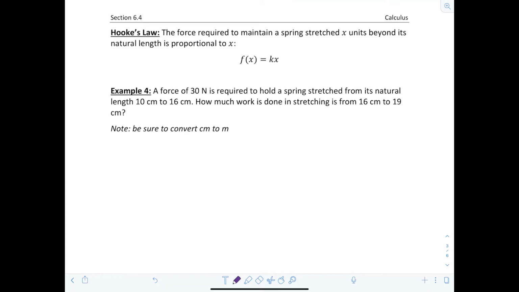Hooke's law tells us that the force required to maintain a spring stretched x units beyond its natural length is proportional to x. So f of x is equal to kx. So k is the spring constant, and it's going to be unique to each individual spring, depending on the material that it's made of, as well as the thickness of the coils.